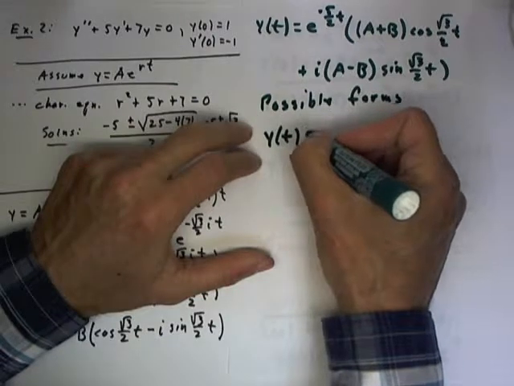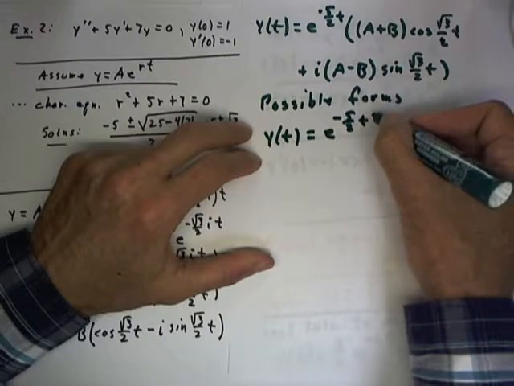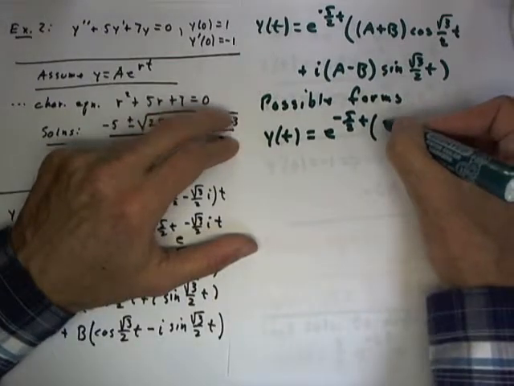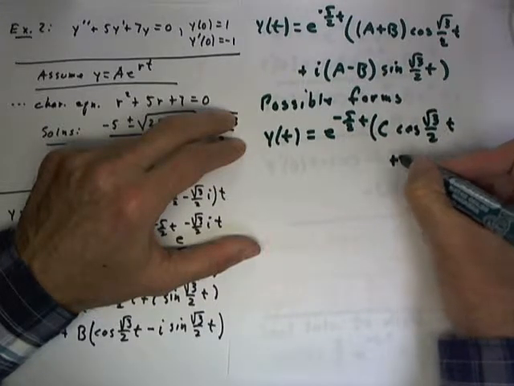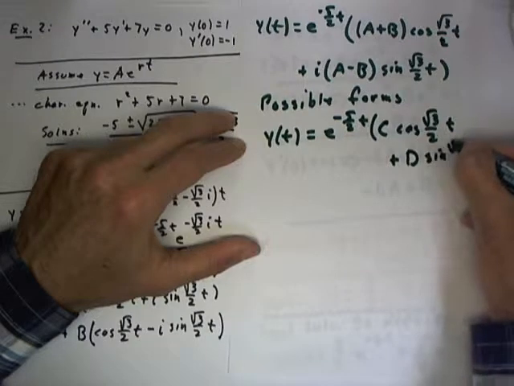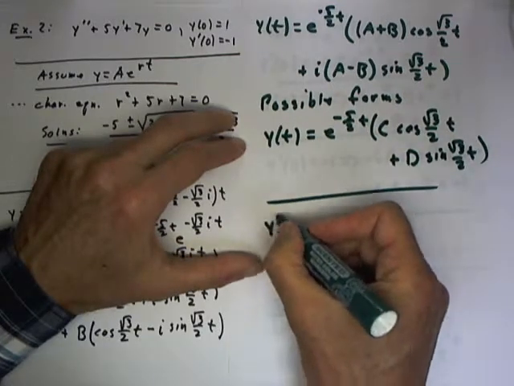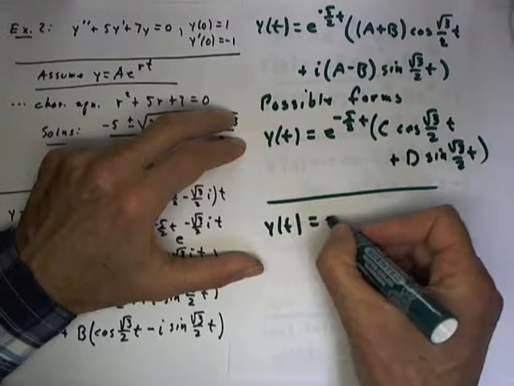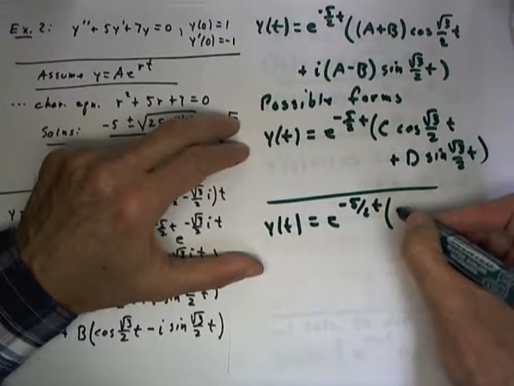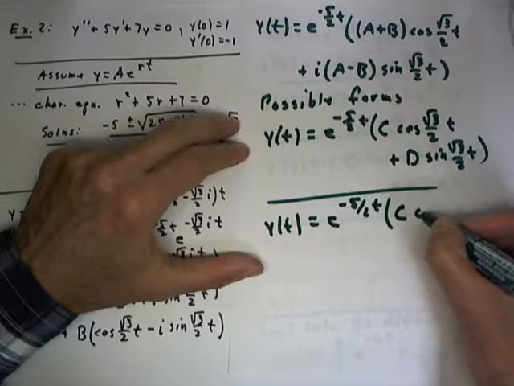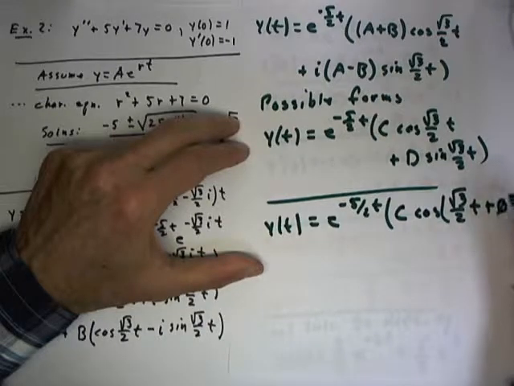y of t equal e to the negative 5/2 t times c cosine square root of 3 over 2 t plus d sine square root of 3 over 2 t, or y of t equals e to the negative 5/2 t multiplied by, let's say, c times the cosine of square root of 3 over 2 t plus phi.